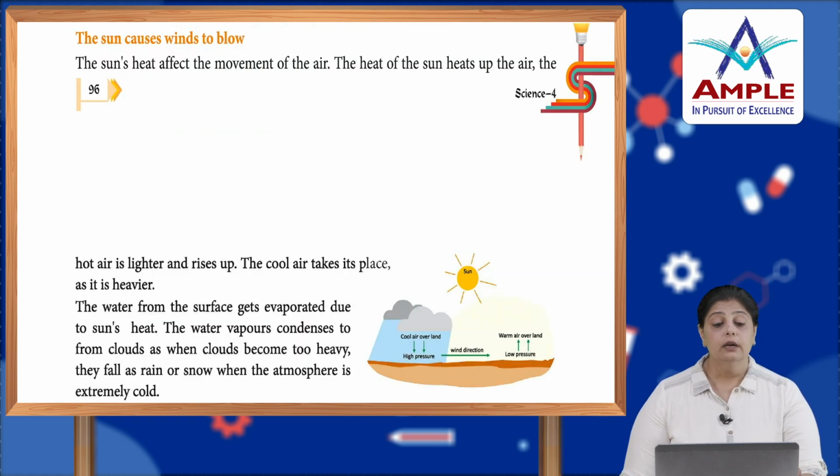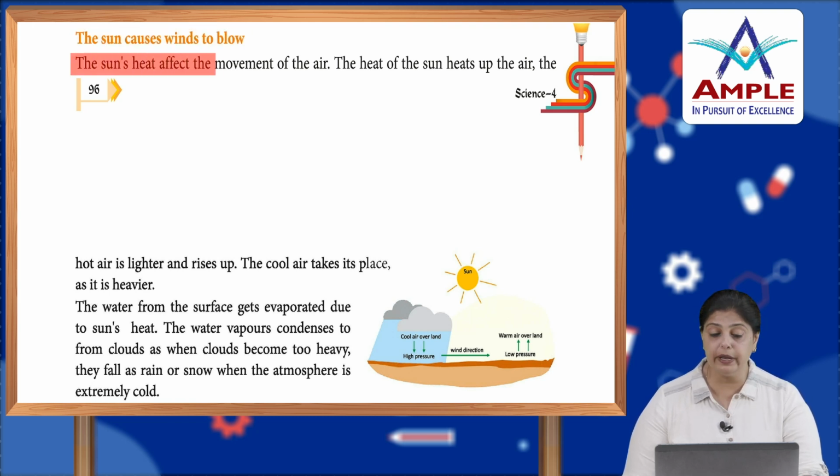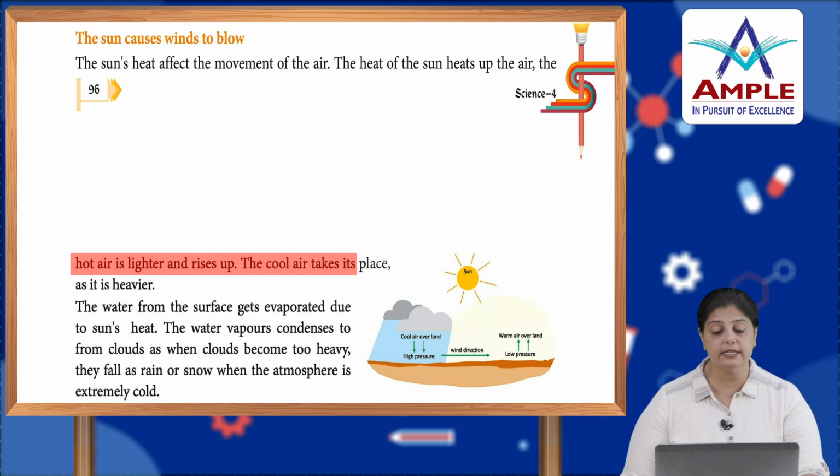Now, the sun also causes winds to blow. The sun's heat affects the movement of the air. The heat of the sun heats up the air. The hot air is lighter and it rises up. We've already seen this, that the hot air rises up. The cool air takes its place as it is heavier.